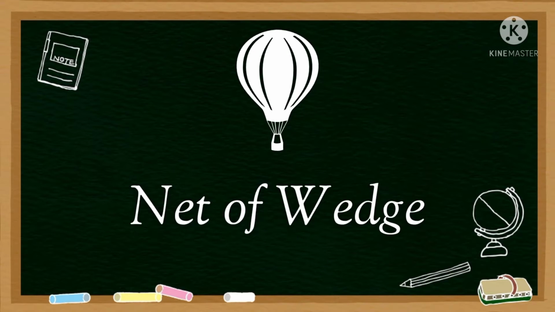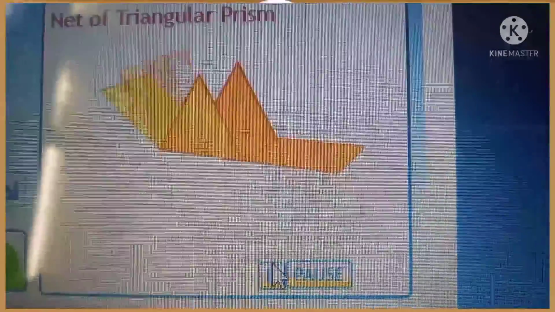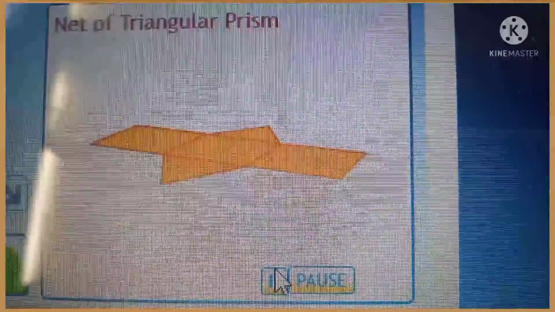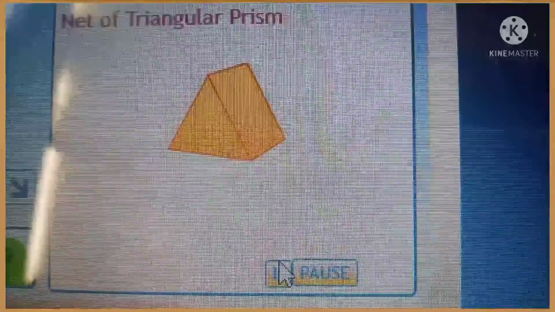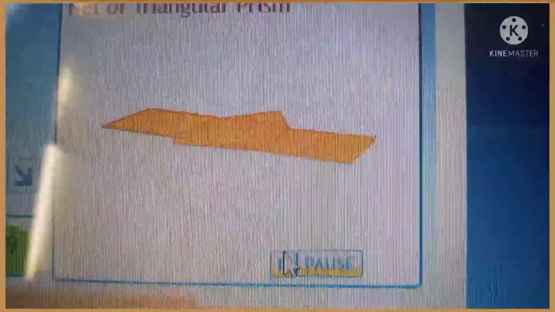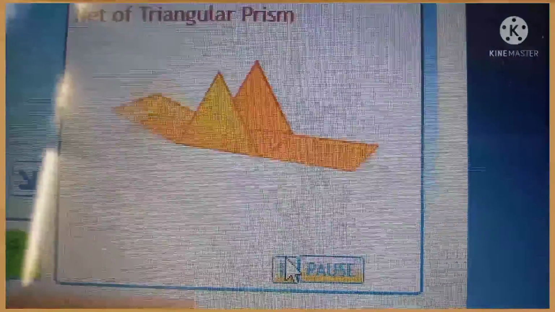Now let's look at the net of a wedge. The net of a triangular prism consists of 2 triangles and 3 rectangles. The triangles are the bases of the prism and the rectangles are the lateral faces.